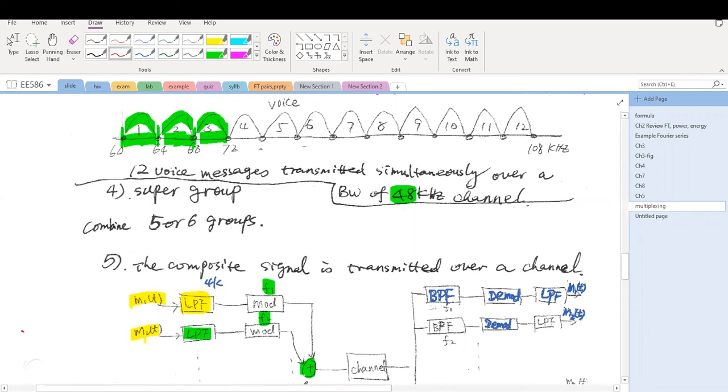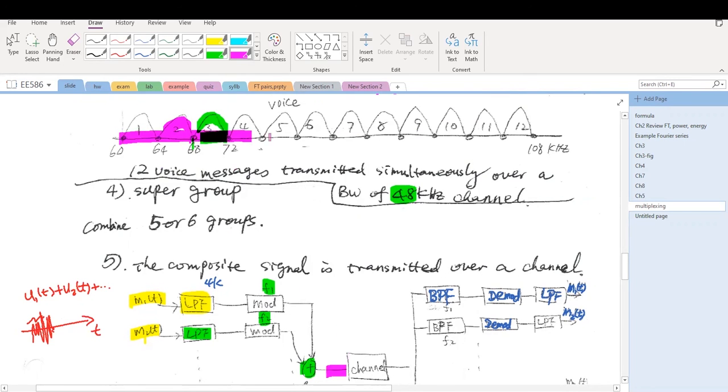In the time domain, we only see u1(t) plus u2(t) and so on all together. You will see a very messy high frequency signal. We cannot do too much in the time domain. But in the frequency domain, it's very clear: the spectrum of the first modulated message is here, the second modulated signal is here, the third one is here. Once we sum them up, we can transmit through a channel.